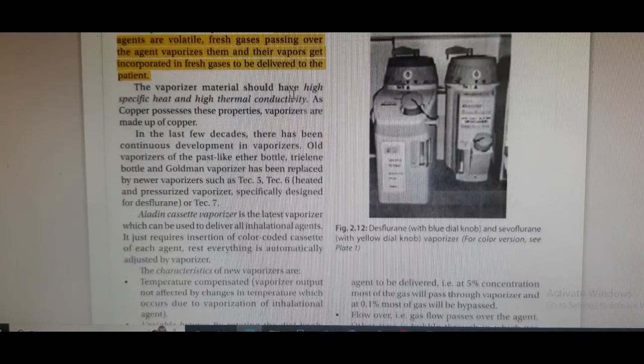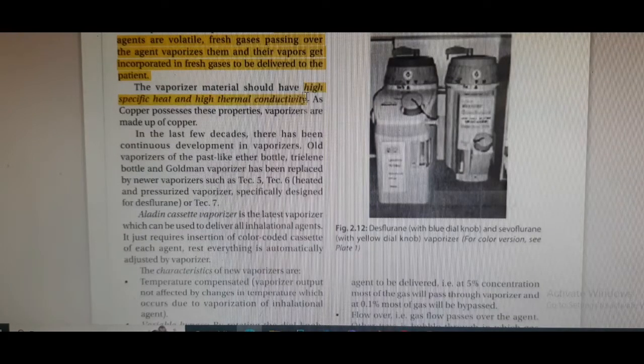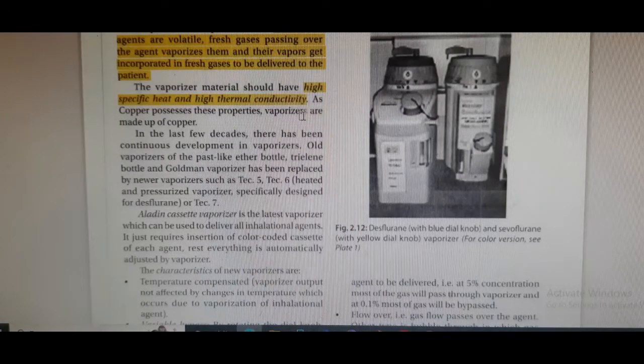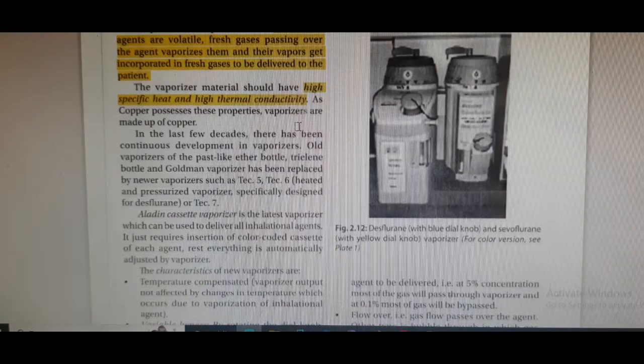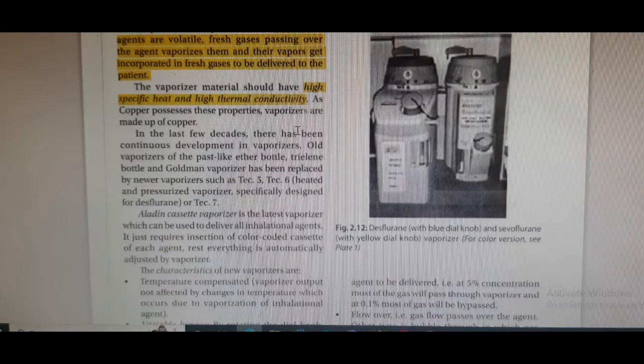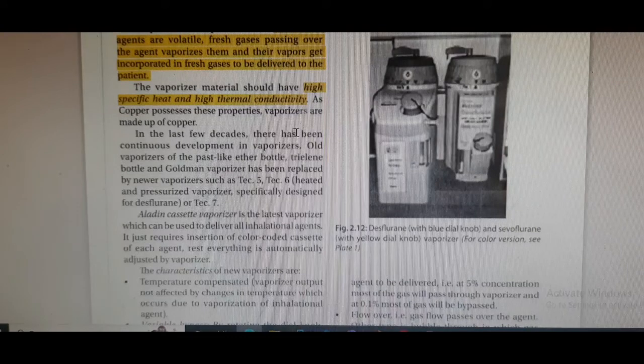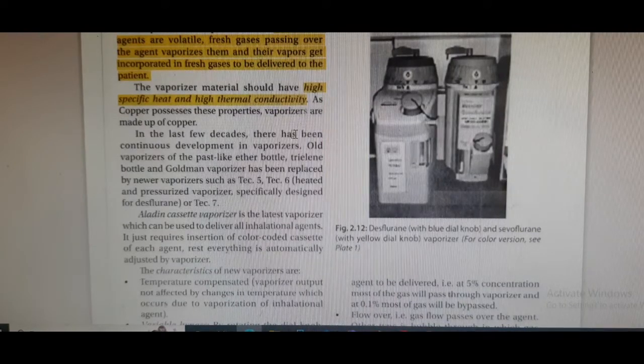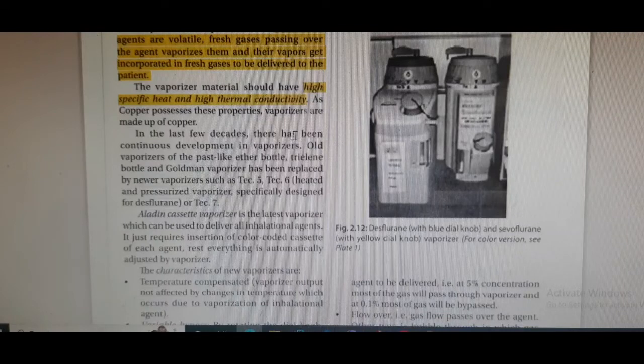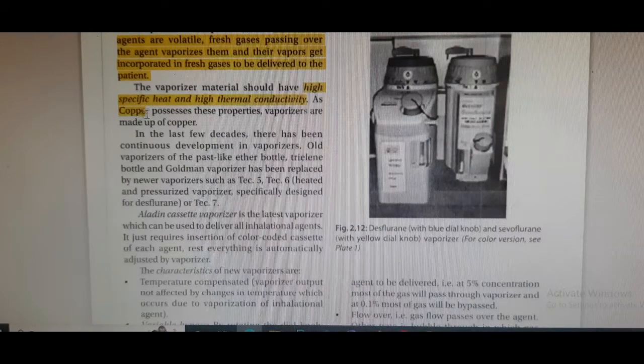These vaporizers are usually made of such a material that they have high specific heat and high thermal conductivity. That is, only under a certain temperature do the liquids get converted into gaseous form. So in order to maintain a high specific heat and high thermal conductivity, the material used in vaporizers is also a determining factor. Usually copper is used because it has the properties of high specific heat and high thermal conductivity.